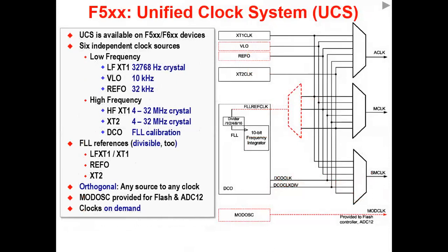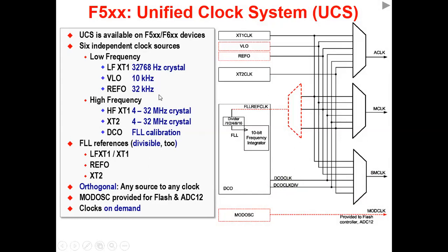Now coming to the next version, UCS, Unified Clock System. In the Unified Clock System, instead of having two or three clock sources, we have a total of six sources, three for low frequencies and three for high frequencies. And the low frequencies are LFXT1 about 32 kilohertz, VLO about 10 kilohertz, and reference oscillator about 32 kilohertz. Similarly, for high frequency, the HF crystal oscillator about 32 mega, crystal oscillator 2 for 4 to 32 mega, and DCO, which is because of FLL calibration.